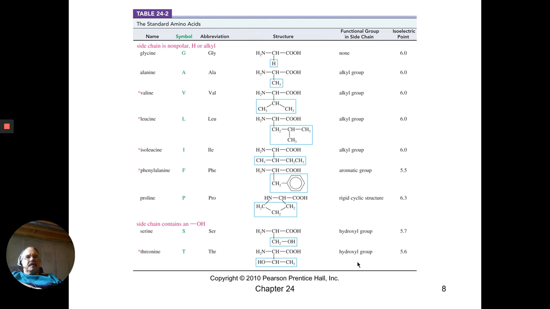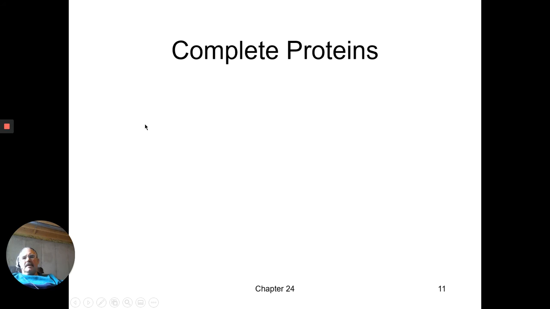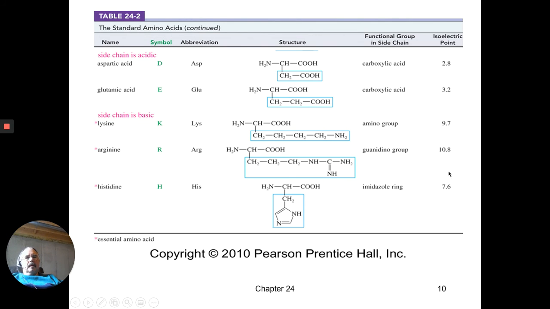Okay, and you'll notice that most of these isoelectric pHs so far are in the range of about 5 to 6. Okay, and then we have the acidic side chains, aspartic acid and glutamic acid. And notice here the isoelectric point drops considerably. And then we have some amino acids that have basic side chains. And here you can see that the isoelectric point goes way up. It's a higher pH.